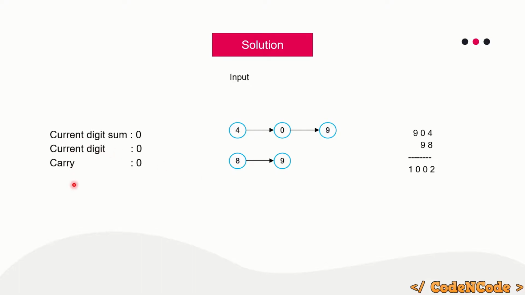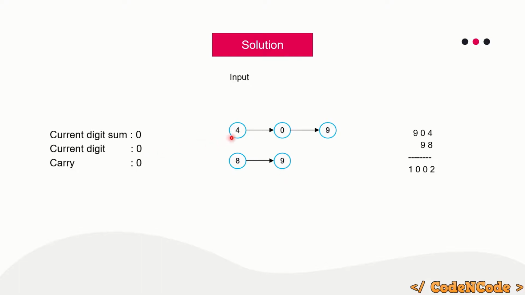We'll be using three different variables: current digit sum, which represents the current digit sum. We'll be solving it digit by digit. We'll first add these two digits and something will come out, and we'll create a new node of the resultant linked list. Then we'll move on to the second digits, add these two and create a new node, and so on.